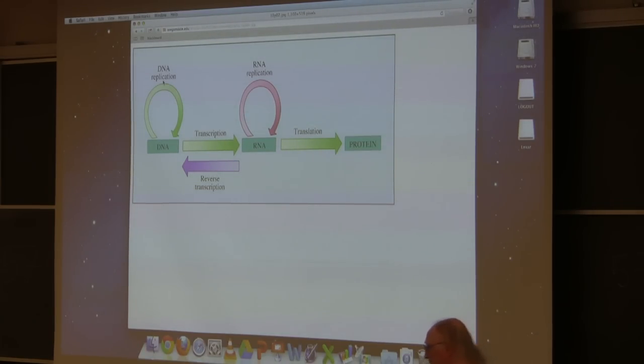Okay? Now, what we've learned since that time, reverse transcriptases and so forth were known from about the late 70s, early 80s. What we've learned since that time is that we have enzymes in our bodies that have nothing to do with viruses that also use RNA and copy DNA. They do it in a different way and for a different reason.